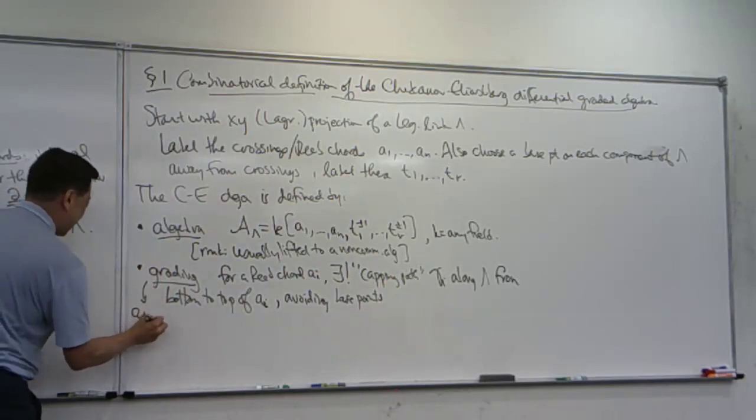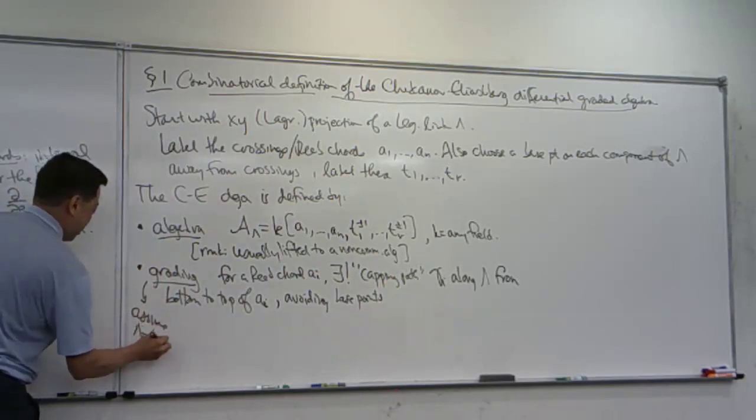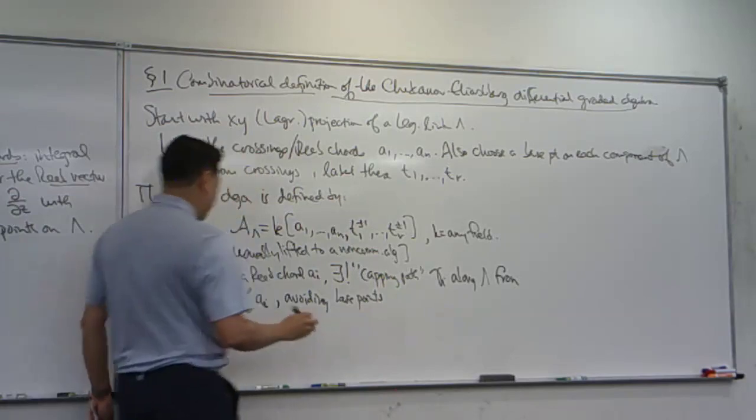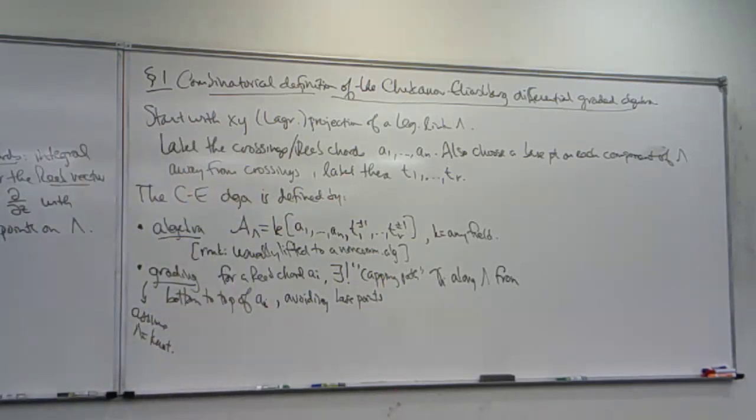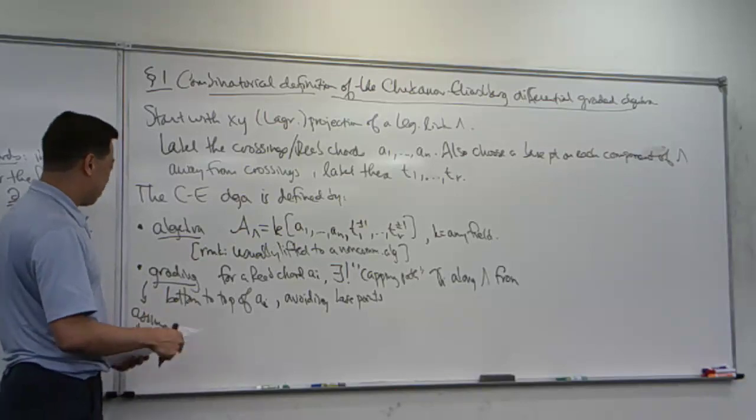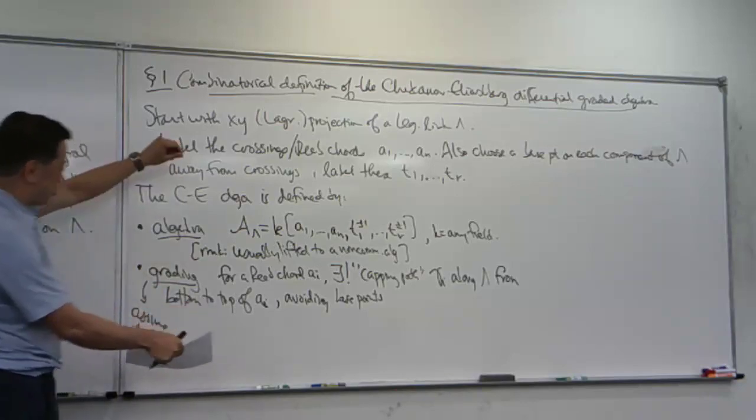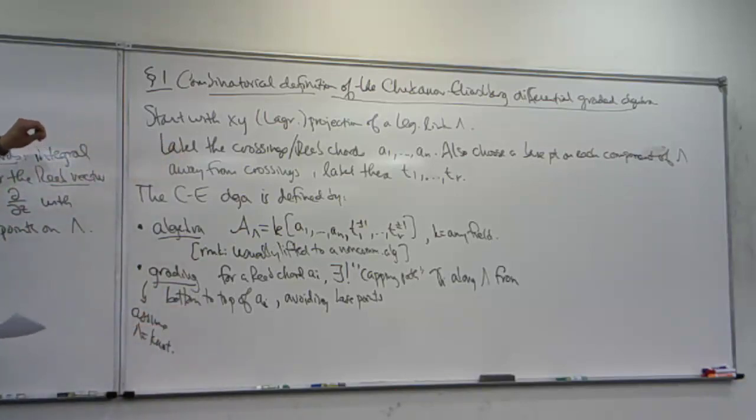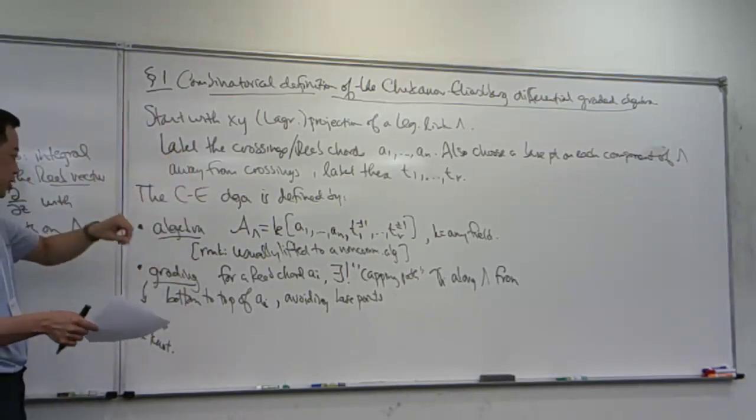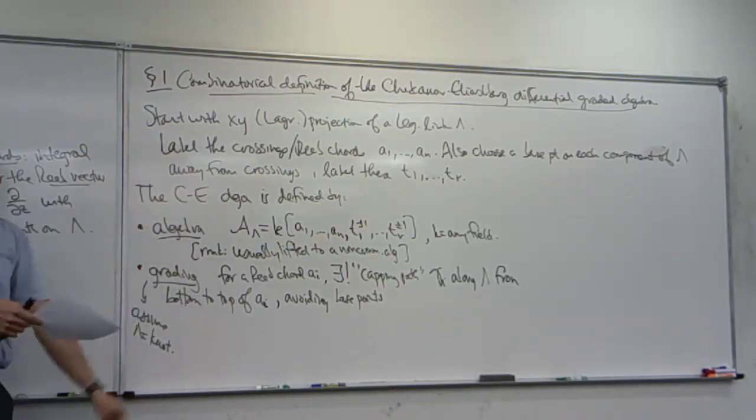Let's assume for simplicity that lambda is a knot. You can do this in the link case, but you have to be a little bit more careful. In the link case, some Reeb chords will have endpoints on different components, so there's clearly no way to travel along the Legendrian itself from one endpoint to the other. So you have to go from one to the base point on that component, then jump to the base point on the other component, and then go around.